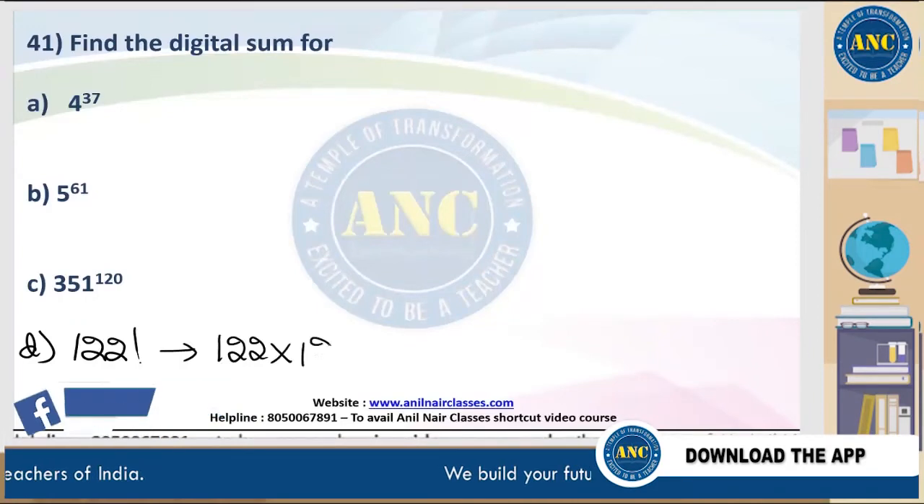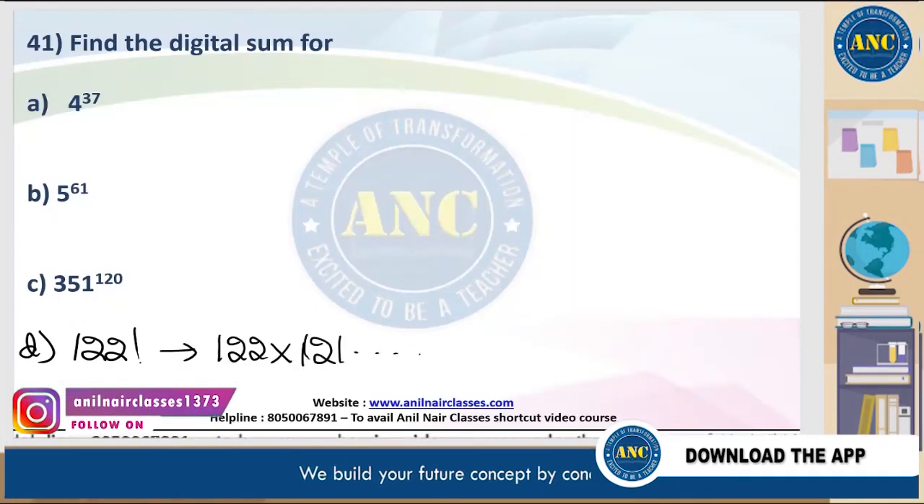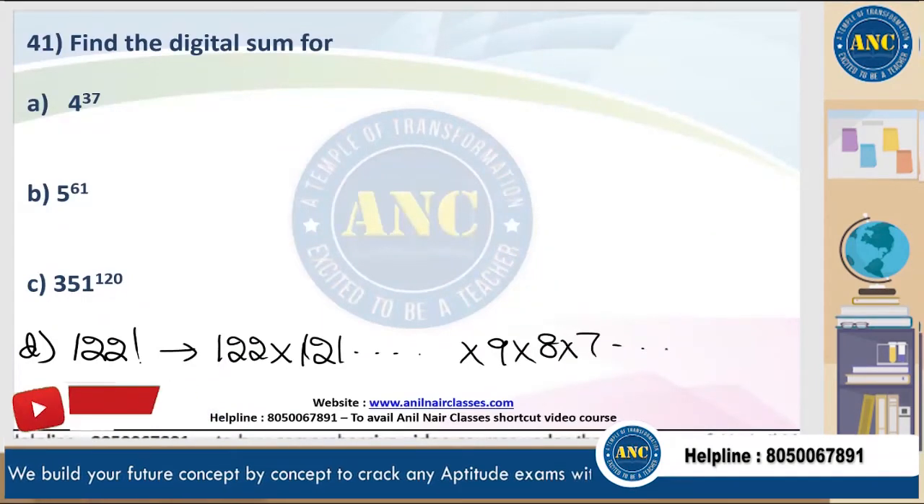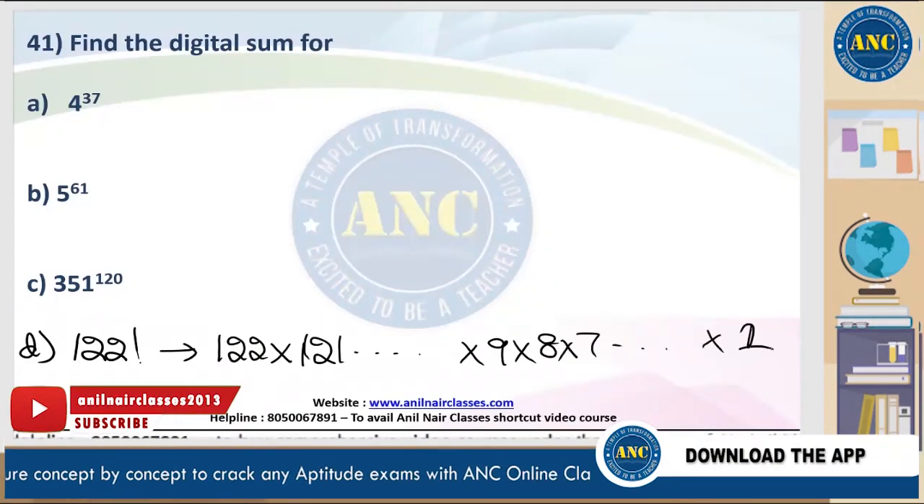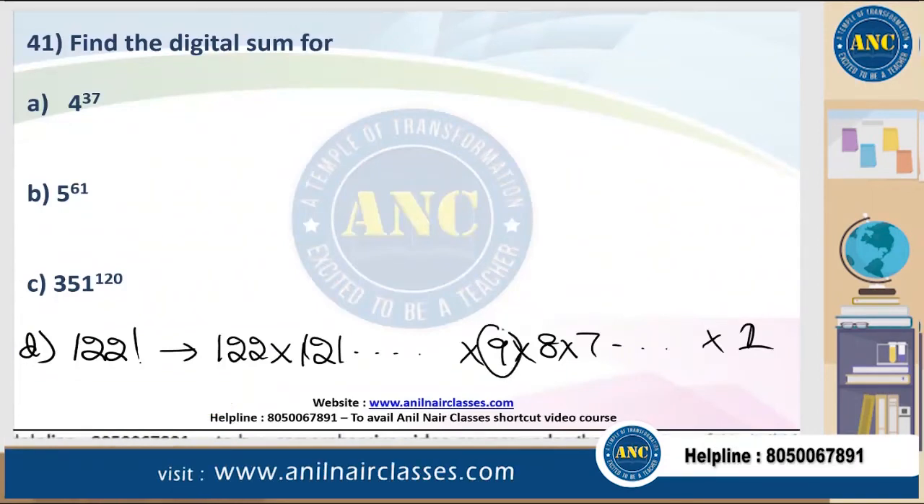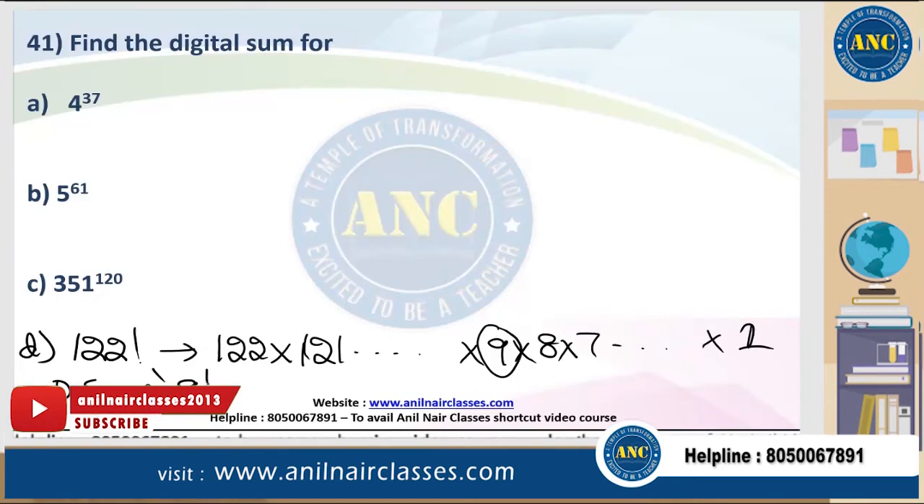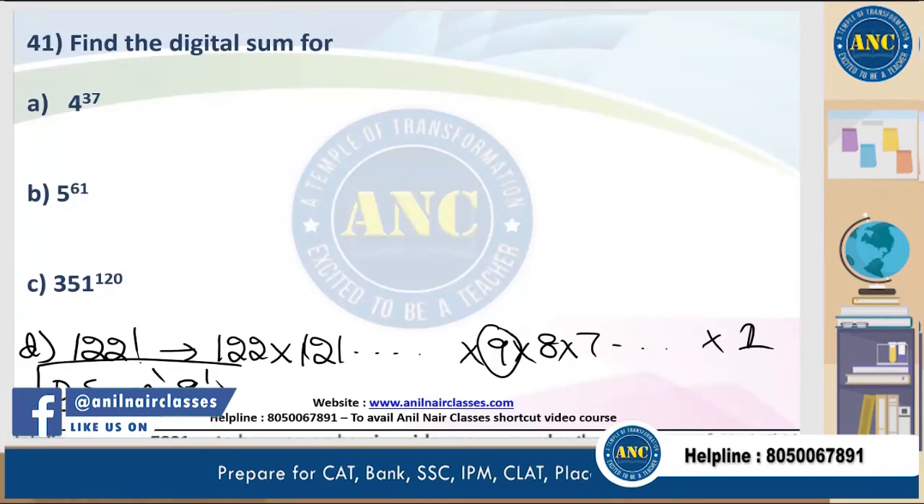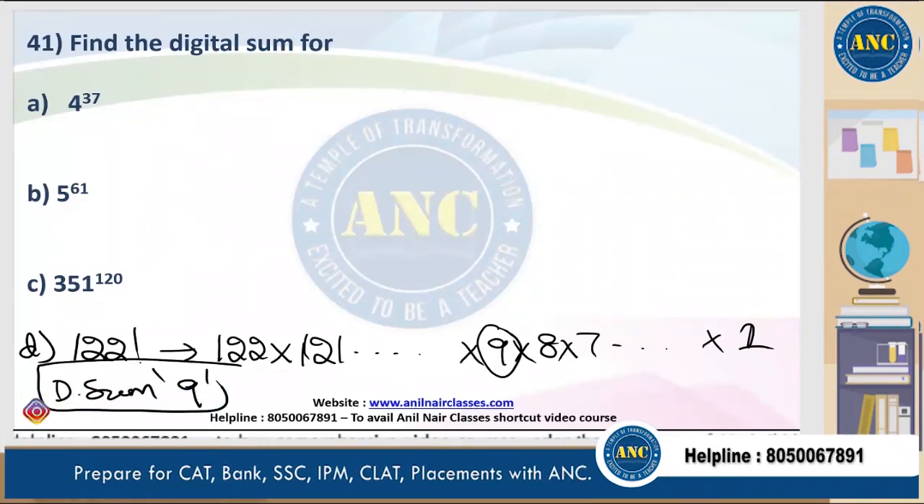122 factorial is 122 into 121 and so on, 9 into 8 into 7 and so on up to 1. Any number multiplied by 9, digital sum will be 9. I hope it is clear.